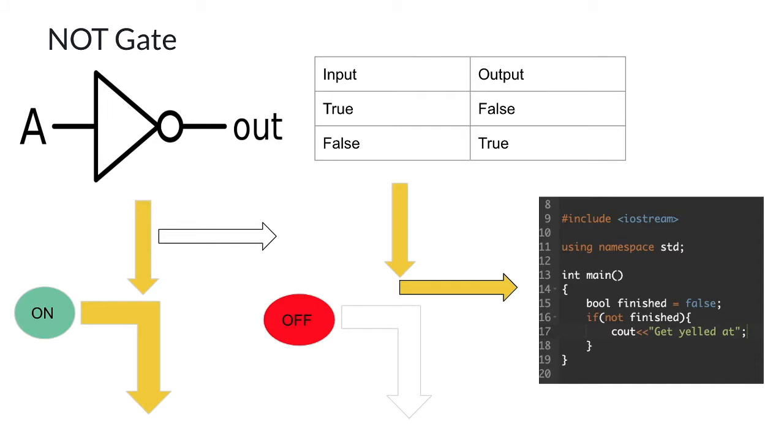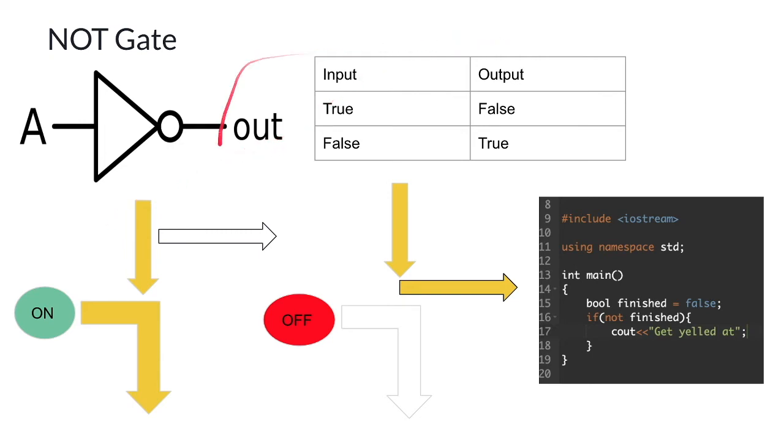So NOT gates look like this on a symbol, but when we explore it a bit more based on the actual transistors that are used in the circuit, they get a bit more complicated. A NOT gate simply takes something and results in the opposite of it.